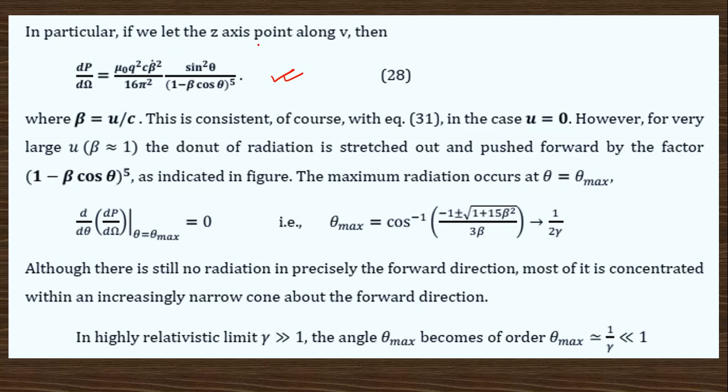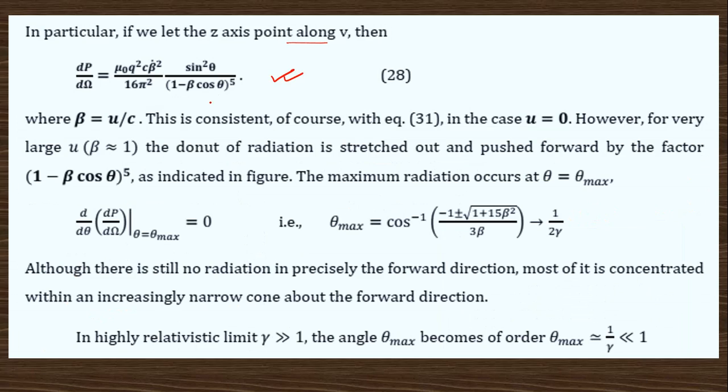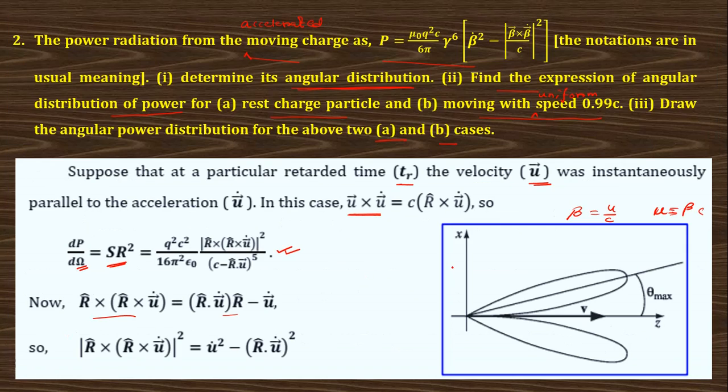If we take the z axis along v, that is the velocity is along the z axis, then the expression of dP by d omega turns into this. In case the value of beta changes, the expression will change, and there is a theta max. The plot of this power distribution with the angles is like a dumbbell shape, and this is the maximum theta for which the power density is maximum. This is a polar diagram, right?